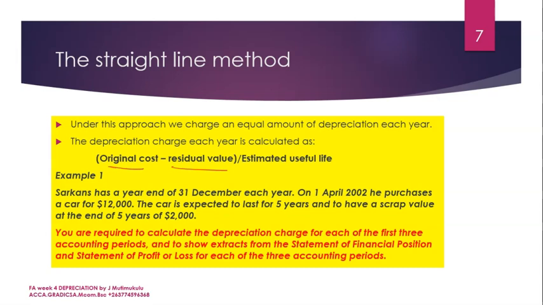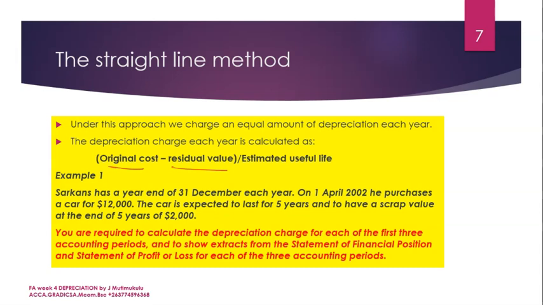Sakans has a year end of 31 December each year. On 1 April 2002, he purchases a car for $12,000. The car is expected to last for 5 years and to have a scrap value at the end of 5 years of $2,000. You are required to calculate the depreciation charge of the first 3 accounting periods and to show extracts from the statement of financial position and statement of profit or loss for each of the 3 accounting periods. So let us do this one straight away.